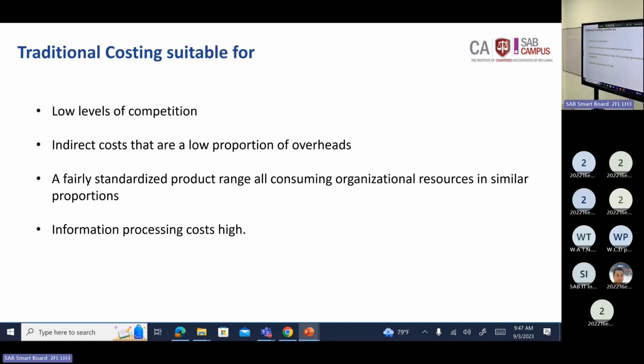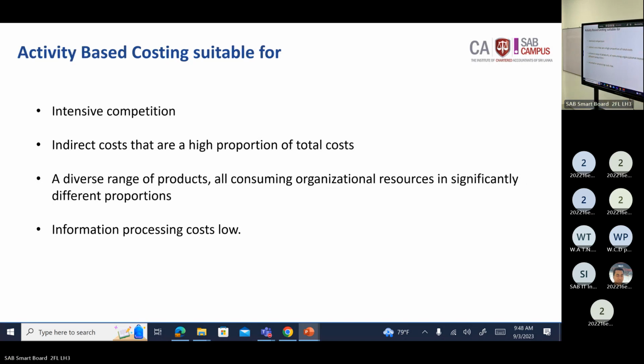When the information processing cost is too high, then traditional costing should be suitable. Where indirect costs are on this side, if you go to ABC you need a huge cost, so you better go for traditional. Here, relatively, the information processing cost is not that high, so you better go for activity-based costing.